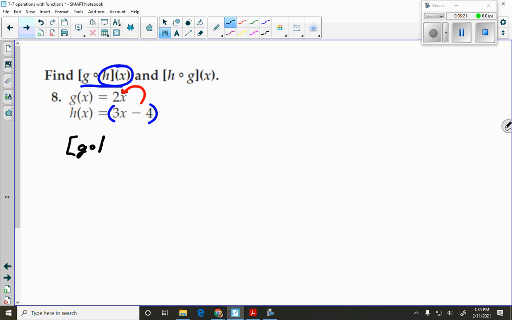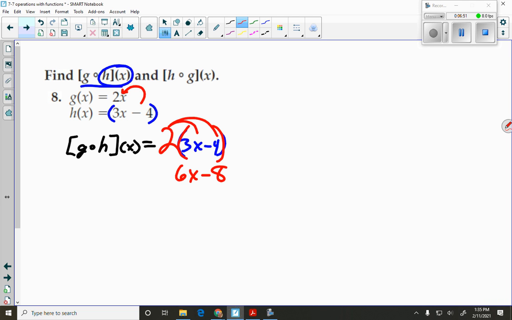So G of H, in that order, order is important, of x will equal, we're going to take this 3x minus 4, and we're going to put that inside the 2x. So now that it's inside there, I can simplify it a little bit. We always want to simplify. And so distribute it. 2 times 3x is 6x, minus 2 times 4 is 8. And so G of H of x is 6x minus 8.